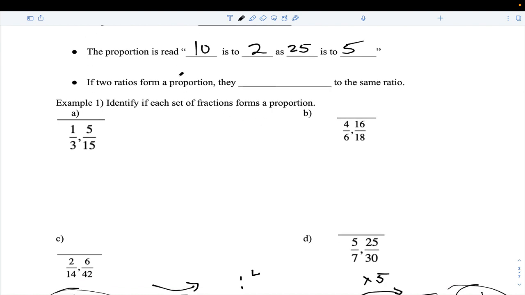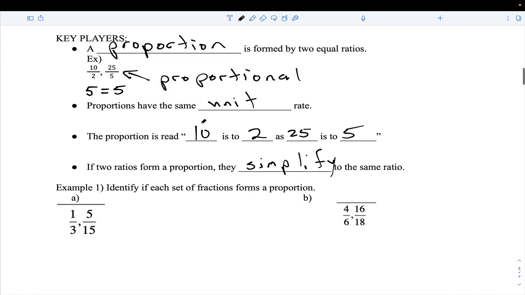If two ratios form a proportion, they simplify to the same ratio. And that's what we did up here. We simplified 10/2 and 25/5. That was 5 equals 5. That's a proportion. Let's actually dive into a problem.